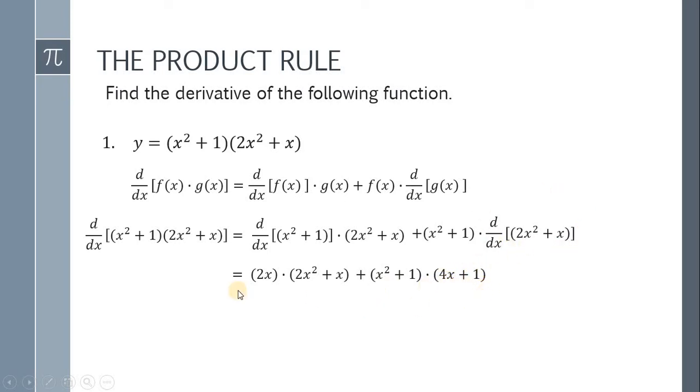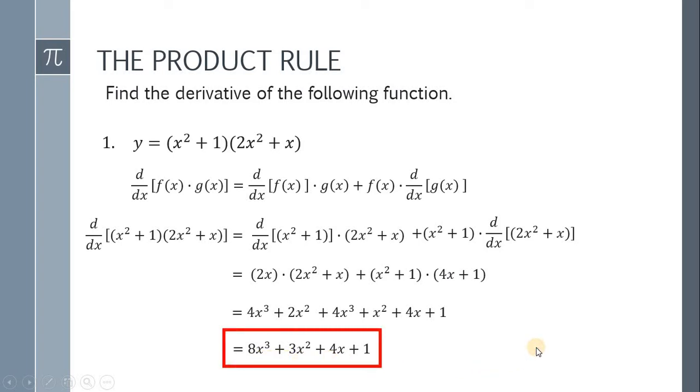Now, simplify natin. Distribute natin yung 2x. We get 4x cubed plus 2x squared. Next, gamitan natin ang FOIL method. Simplify natin. We get 4x cubed plus x squared plus 4x plus 1. Now, combine similar terms. We get 8x cubed plus 3x squared plus 4x plus 1 and we're done.